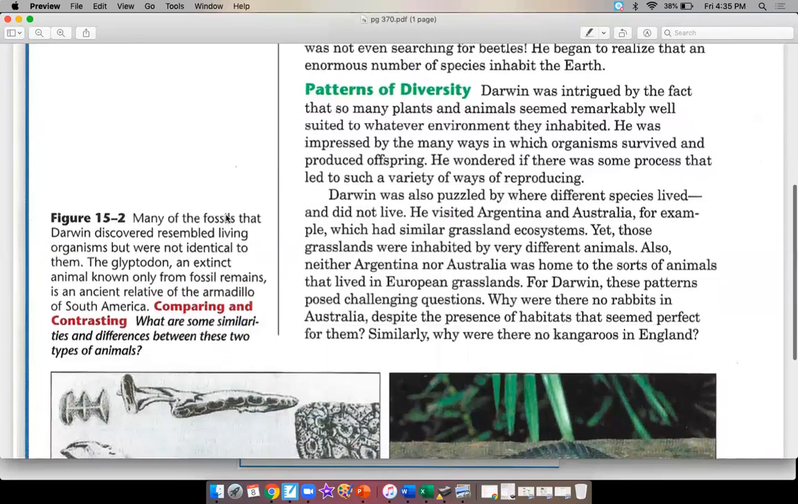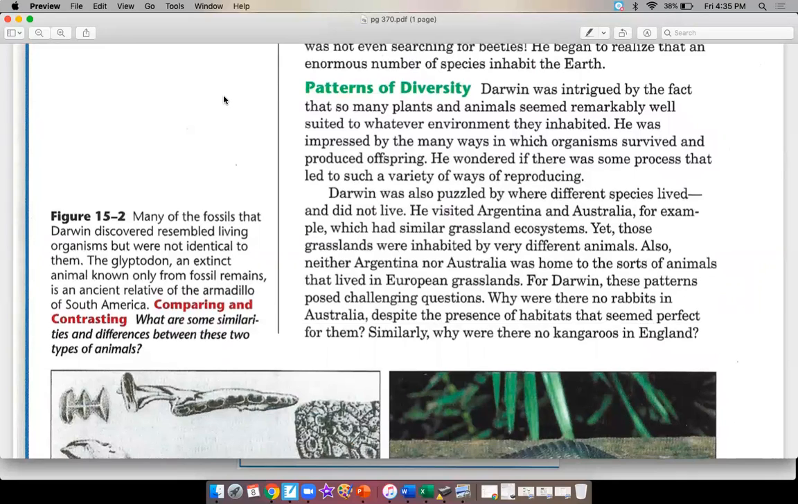Patterns of diversity. Darwin was intrigued by the fact that so many plants and animals seemed remarkably well suited to whatever environment they inhabited. He was impressed by the many ways in which organisms survived and produced offspring. He wondered if there was some process that led to the variety of ways of reproducing.